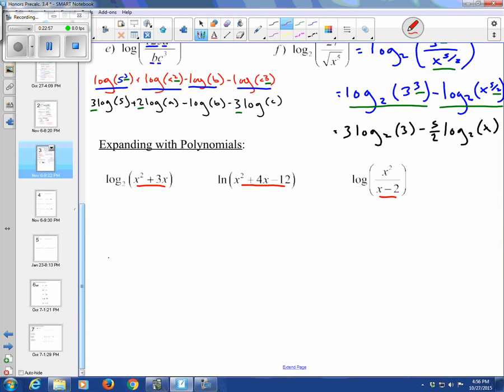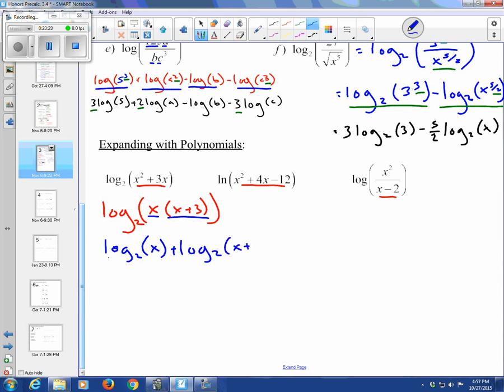Right here, log base 2 of x squared plus 3x. I can write that as log base 2 of, right here, x times x plus 3. Now right here what I'm seeing is a multiplication of two things in the numerator of my log base 2. And right here, what we can do is expand this out into log base 2 of x, and then plus log base 2 of x plus 3. Right? So that would be the expansion of this guy. So why don't you guys go ahead and try these two guys, and then we will come back and take a look.